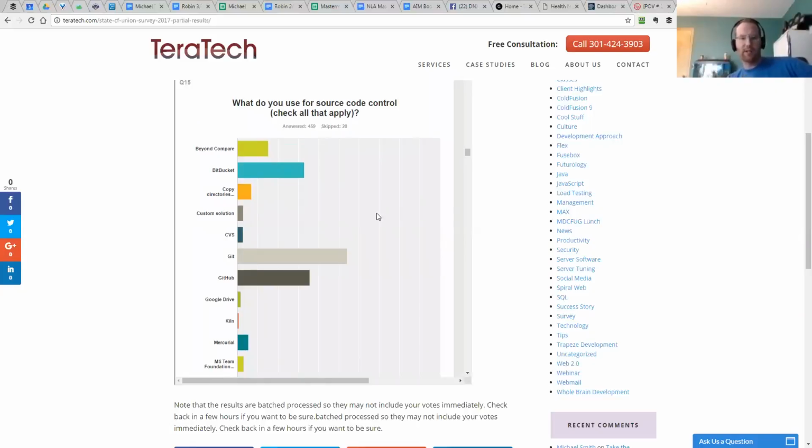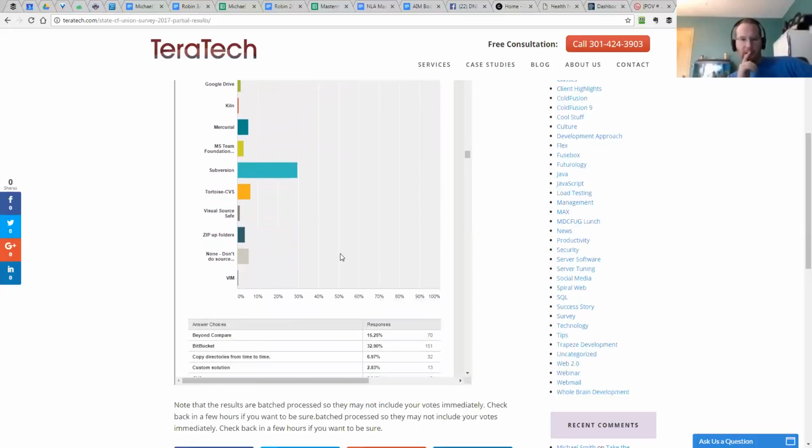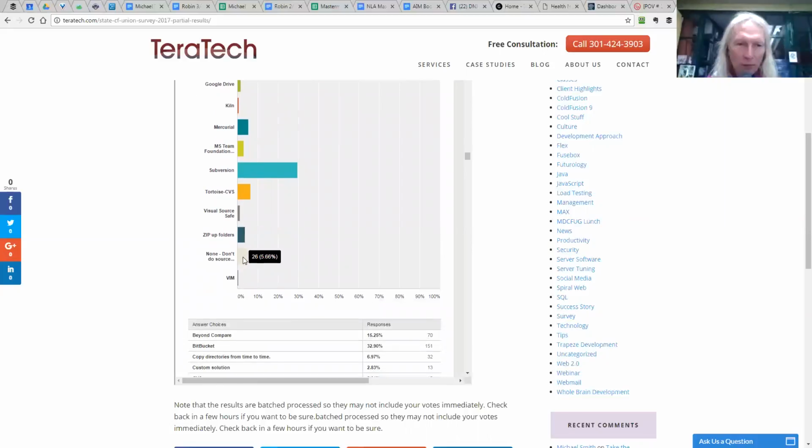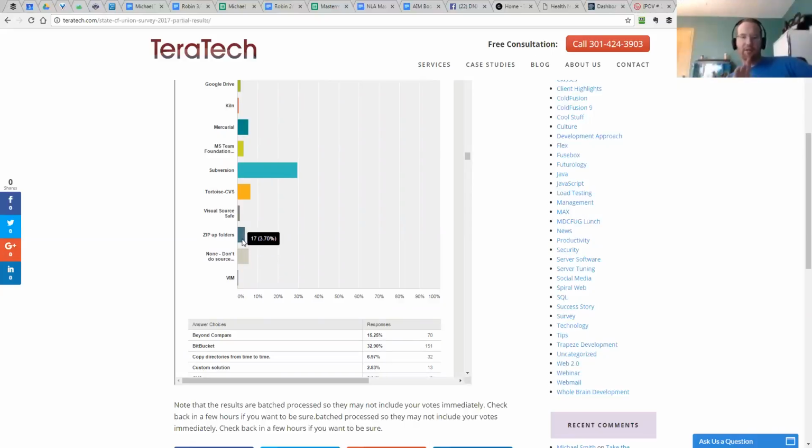I don't use source control at all question, which is here at the bottom, was up to like 20% maybe. It was a very large amount of people. Well, here's none. Still got 5% there. It's still pretty popular. So, but we've also got the zip up folders option, okay?